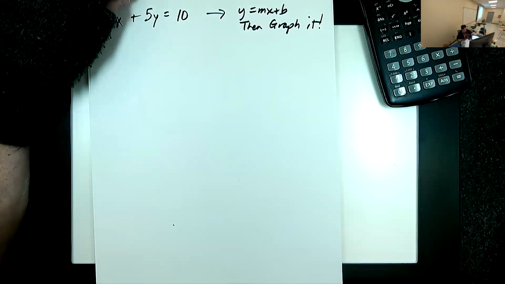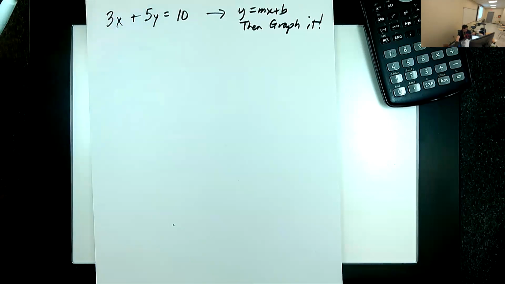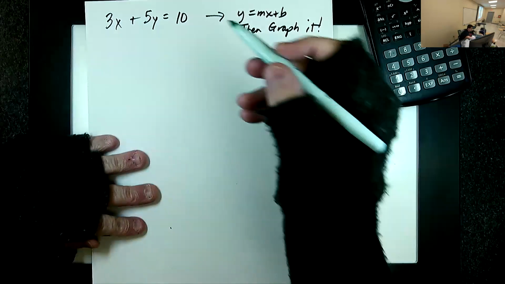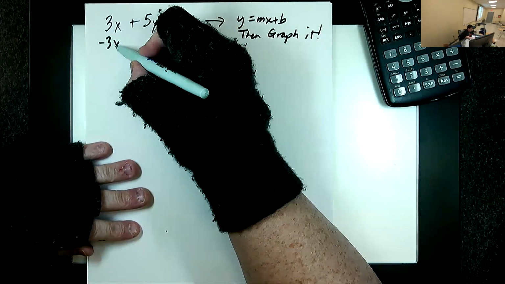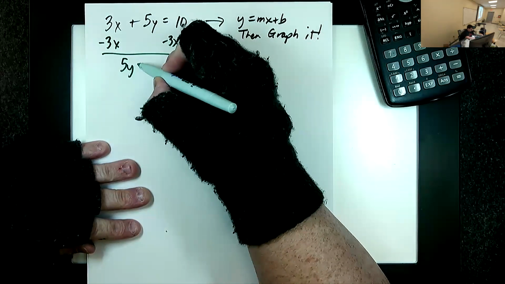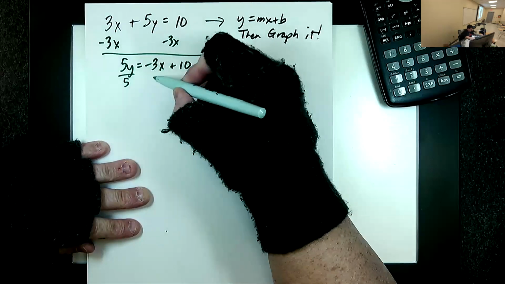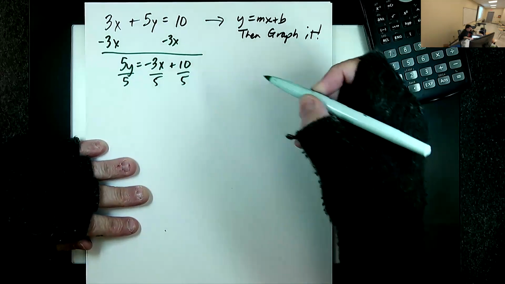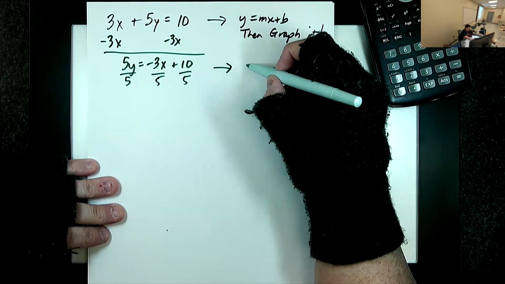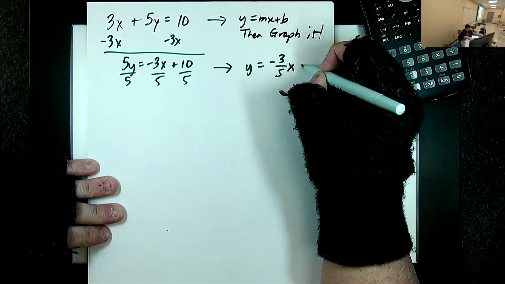Okay, everyone, do this. I will assume you subtracted 3x from both sides. Divide by 5. And we get y equals negative 3/5 x plus 2.